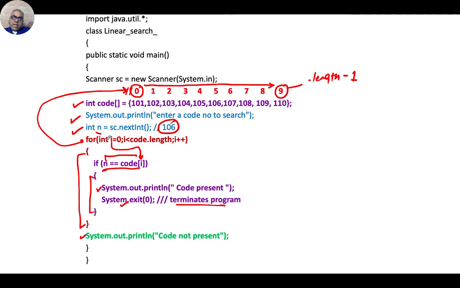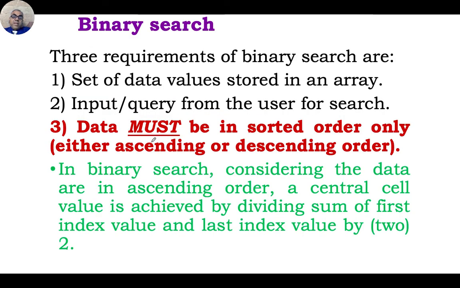I can start with the length and go till 0, the reverse. But when it comes to binary search, it's a different search. Binary in Greek means 2. It's a two-way search. Now let us understand what this two-way search means.